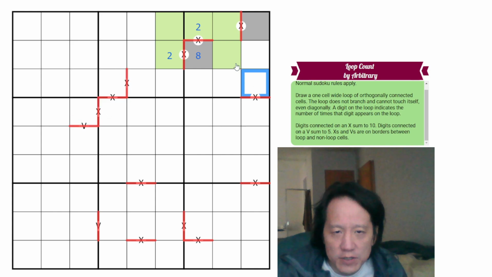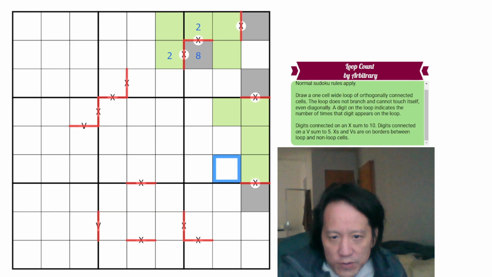What about this one? Oh, this one can't. This part cannot be part of the loop. If it is, it would be like here, and then it would touch itself there. So this cannot be part of the loop, which means this is part of the loop, which means it enters and exits that way. Now, same thing here. If this is not part of the loop, this has to go back here, and then that touches itself there. So therefore, this is the part of the loop that cannot be part of the loop. So therefore, this is part of the loop.